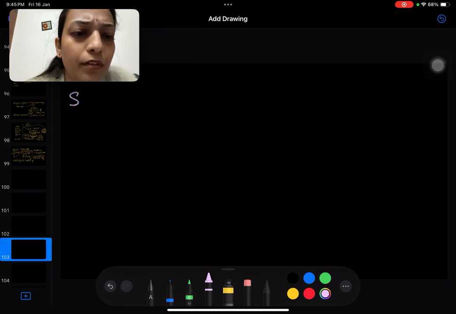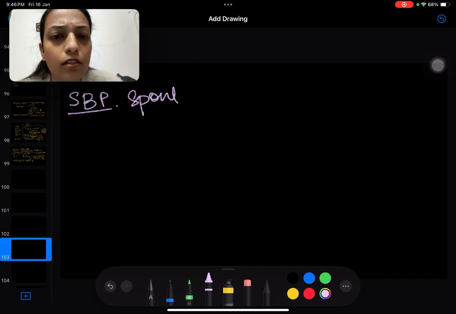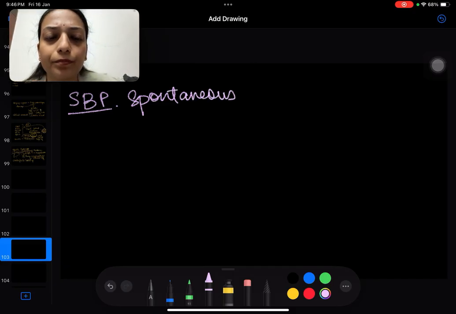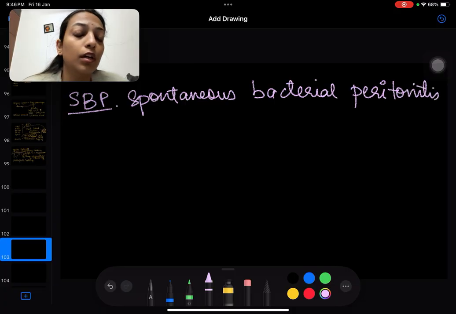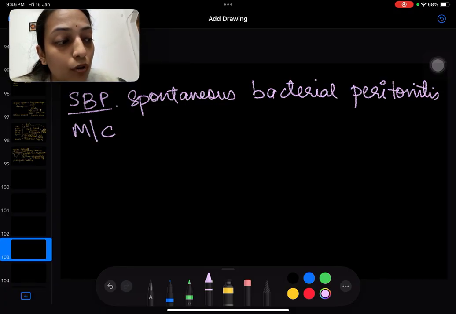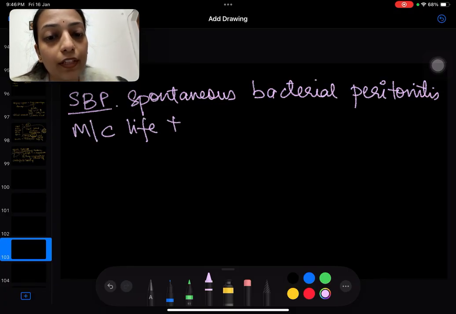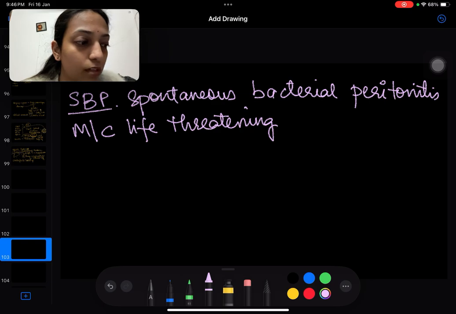Then SBP is another complication. SBP is spontaneous bacterial peritonitis. It is the most common life-threatening complication. All the other complications are not as life-threatening as spontaneous bacterial peritonitis.